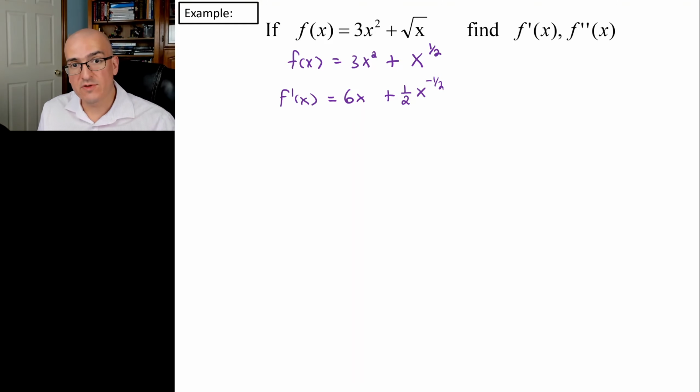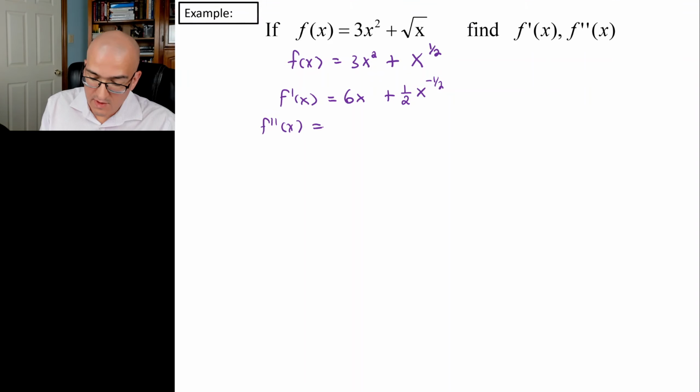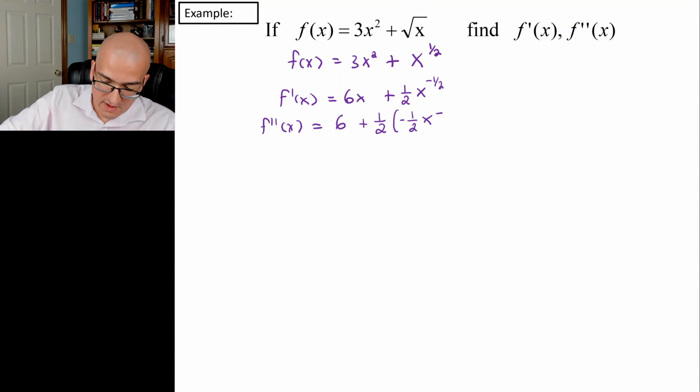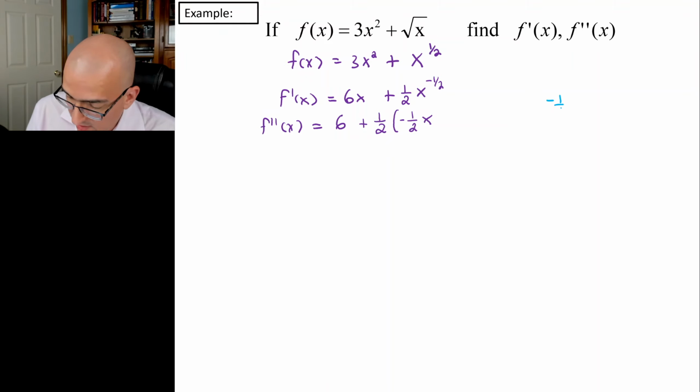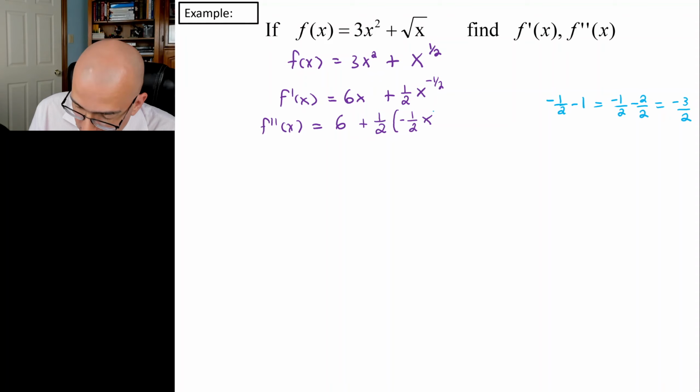And now we take the derivative of that for f double prime. The derivative of 6x is 6, and then the derivative of 1/2 x to negative 1/2. The 1/2 waits outside, and we have negative 1/2 x to the power of something. Let's calculate what that thing is. Negative 1/2 minus 1, we're subtracting 1 from that power, so negative 1 over 2 minus 2 over 2. We can subtract the numerators now, negative 3 over 2, so that's our new power.